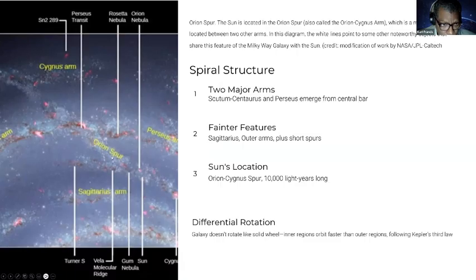The Orion Spur, let's see a little bit more information about that. The galaxy doesn't rotate like a solid wheel. The inner regions, again, orbit faster than the outer regions, following Kepler's third law. And that's going to come into play in a minute as we start getting deeper into these concepts.